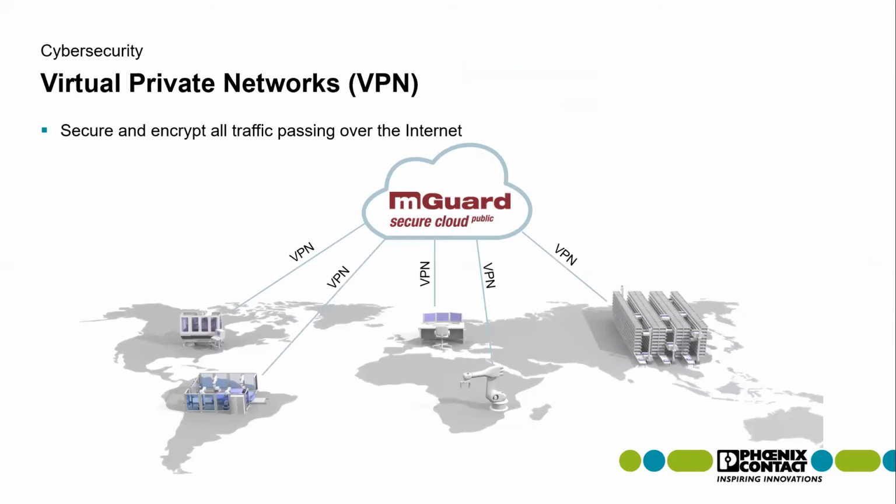As I mentioned, VPNs are a really great way to secure and encrypt all your traffic. Our mGuard Secure Cloud is a service that we offer for free to help with simple VPN deployments. However, these VPNs are not proprietary. Anybody can create a pair of certificates and create VPNs themselves. It's a really good practice, if you have remote devices that are separated and you want to be able to access them, to use VPNs to really secure that traffic.